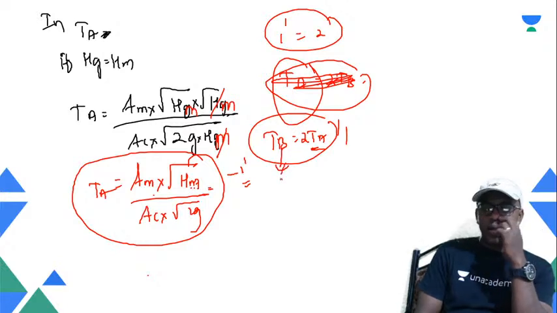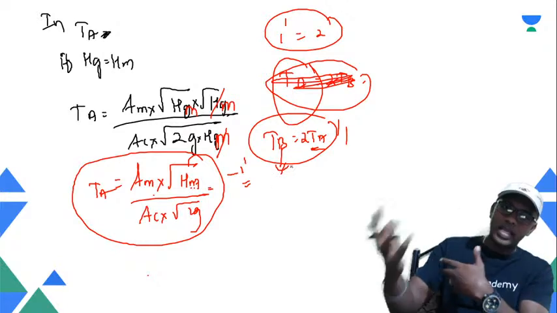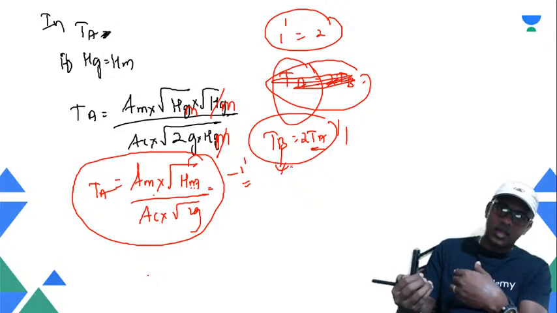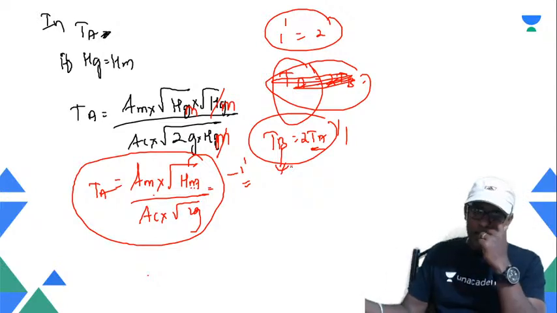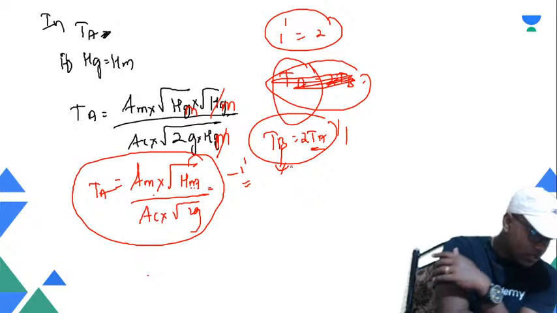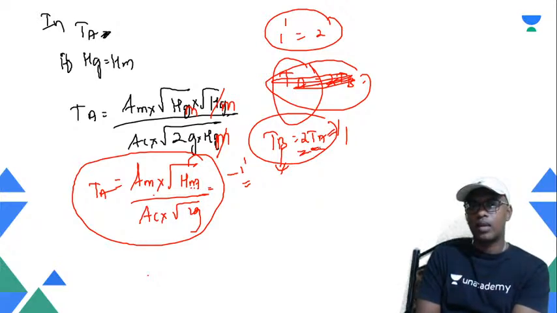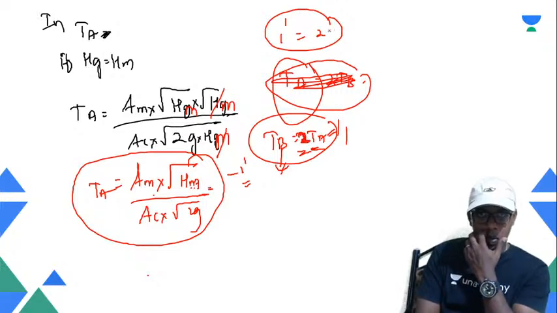So bottom gating will always take twice the time to fill the cavity than if it is filled with the top gating system. That is the meaning here. Hope this is clear to you all. So this is what we call the top gating and bottom gating relationship. TB is equal to 2 times of TA.